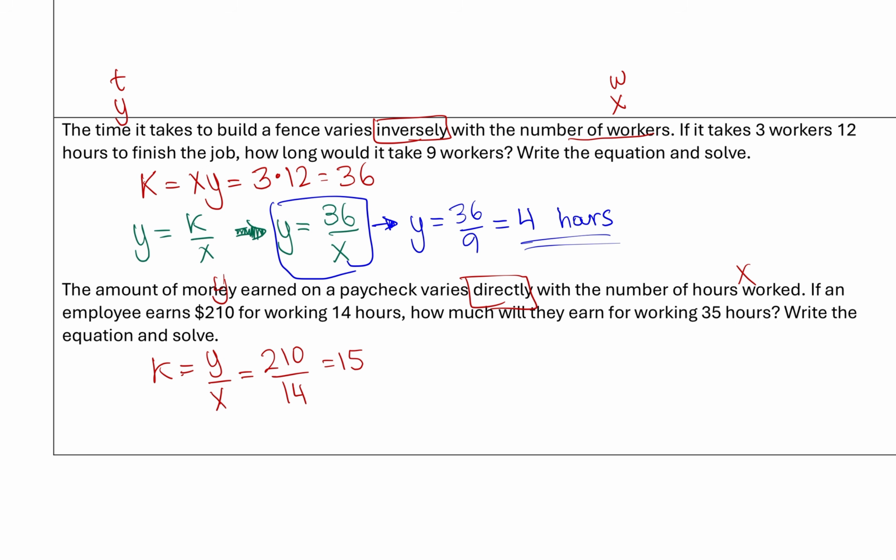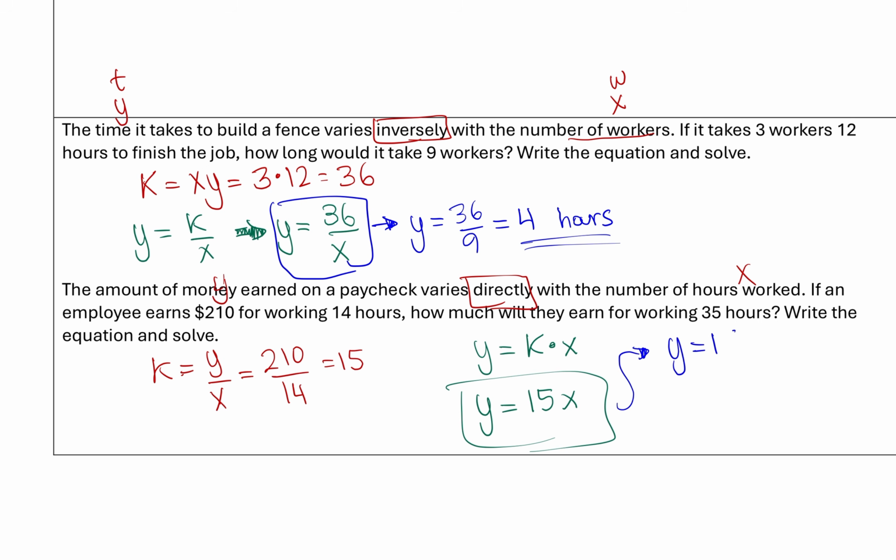Now, we know that the equation for the direct variation is given to us by y equals k times x. So we have y equals 15x. So that's my equation. And they're asking me how much will they earn after 35 hours. So from there, I use that equation that I just formed, and I have y equals 15 times 35. So 15 times 35 will give me y equals $525. So that's how much they will earn after 35 hours.